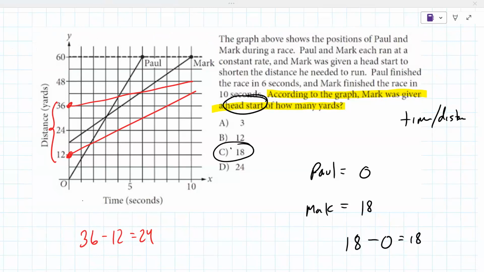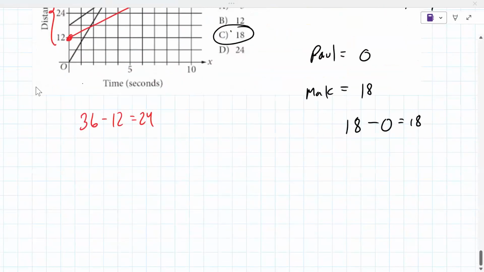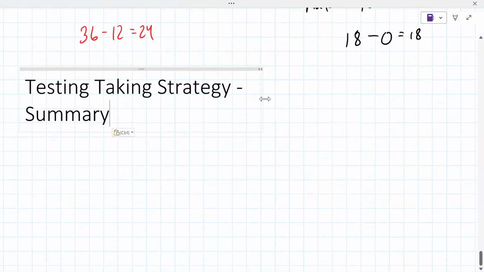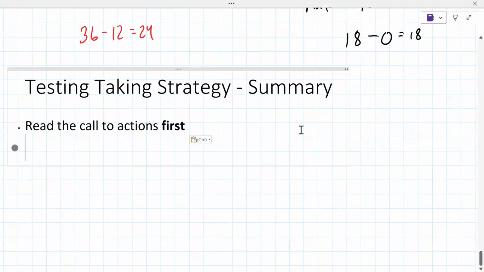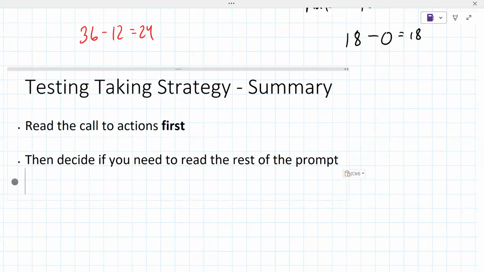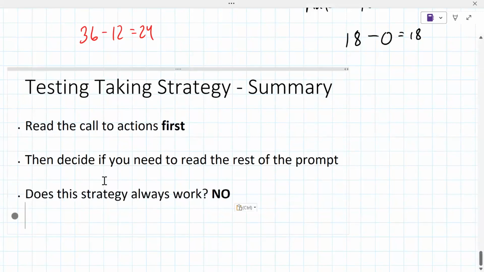Okay, so here is the summary of what we just did. And really important to just say, okay, what did we actually just learn today? We learned that you read the call to action first. Okay. Then you decide if you need to go back and read more, because you don't know until you read it. We talked about this, and this is true of every strategy I teach you.